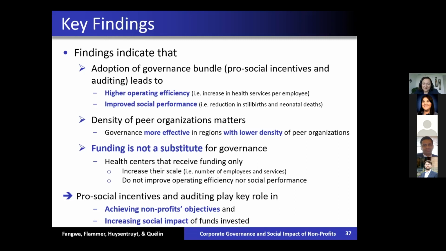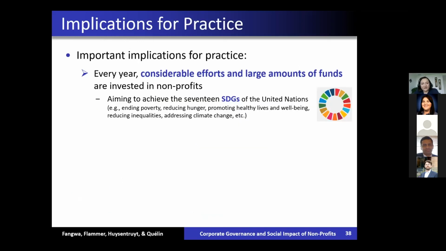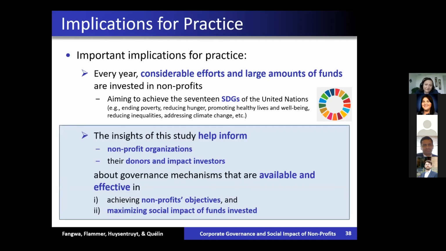Now, as any management scholar, we all wonder, why do we care? Okay, so what are the implications really for practice? Well, we know that every year considerable efforts and large amounts of funds are invested in nonprofits, many of which aim to achieve one or several of the 17 SDGs of the United Nations, which include, for example, ending poverty, reducing hunger, promoting healthy lives and well-being, climate action, etc. So hopefully the insights of this study help inform nonprofit organizations as well as donors and impact investors about governance mechanisms that are available and effective in achieving the nonprofit's objectives and maximizing the social impact of the funds invested.